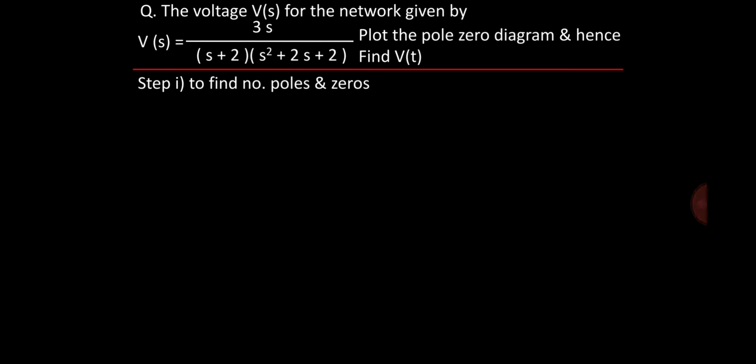In step one, we will find the number of poles and zeros, and then we will plot the pole zero diagram. We know that a zero is the value of s in the numerator of the given function that makes the function equal to 0. So s = 0. If we put s = 0 here, V(s) will become 0, and that's why we have only one zero, located at s = 0.